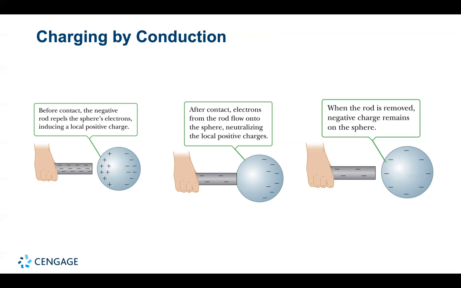The object being charged in this process, in this case the sphere, is always left with a charge having the same sign as the object doing the charging, in this case the rubber rod.